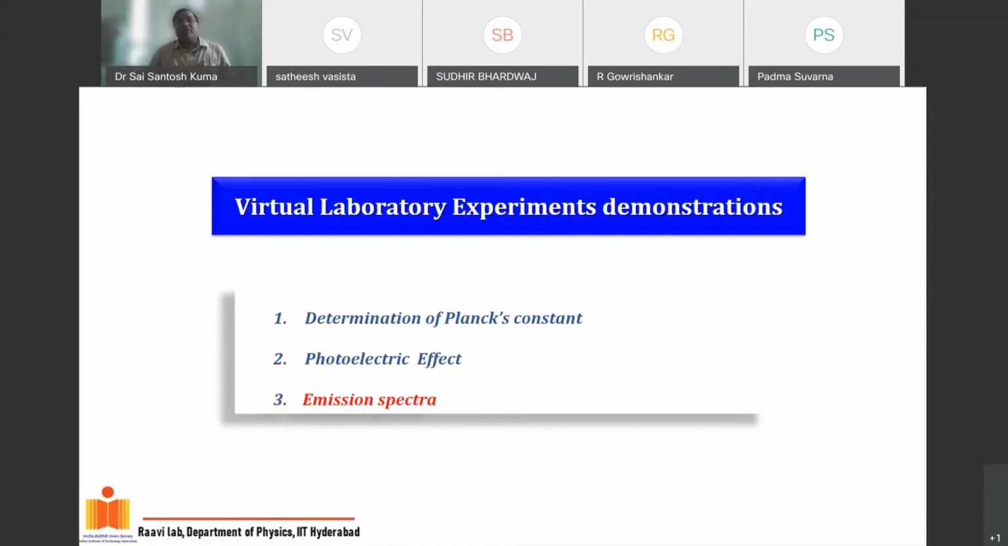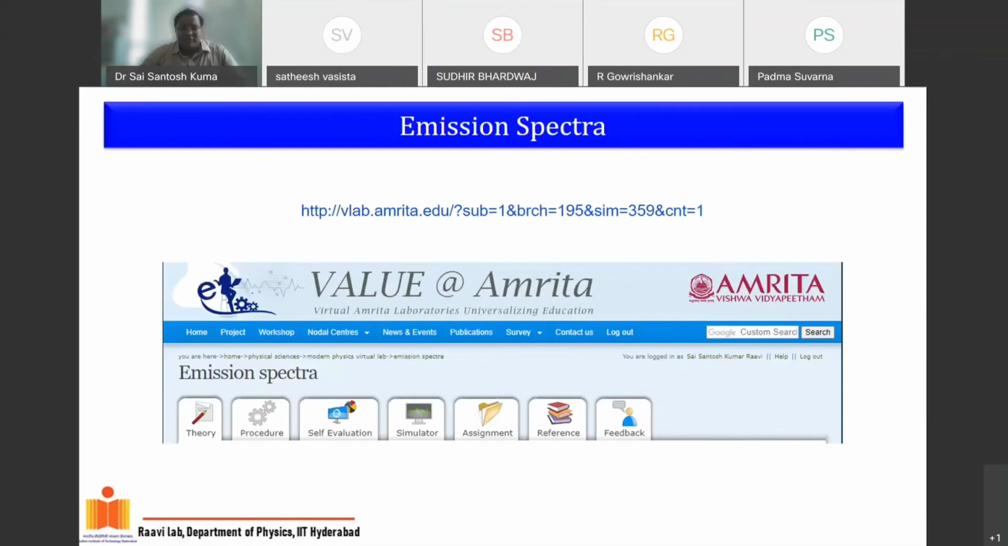Of course, emission spectra have been there even much before the introduction of Planck's constant. However, the concept of emission spectra has become more and more clear. All the atomic physics models became much more developed. People could understand the physics of atoms and molecules only because of the introduction of quantum theory. Okay, so this is the experiment which we need to do in this present demonstration, emission spectra.